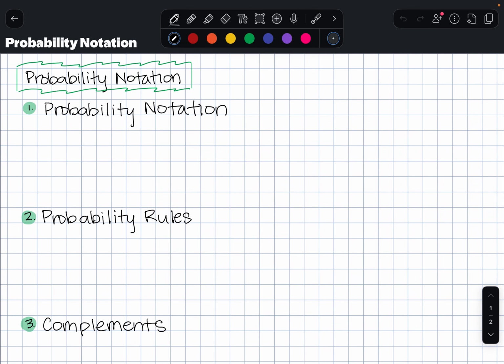All right, in this video, we're going to go ahead and take a short break from calculating and look at probability notation, probability rules, and an extra tool in our toolbox, which is complements.